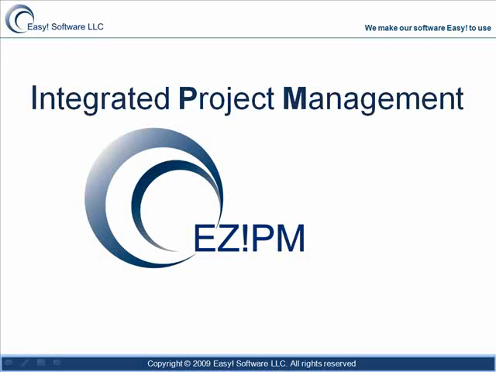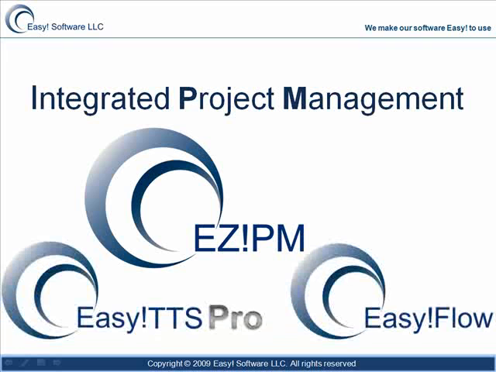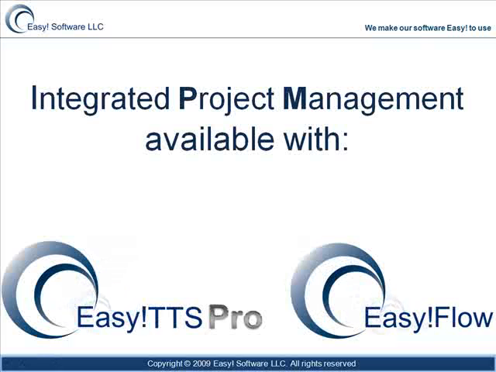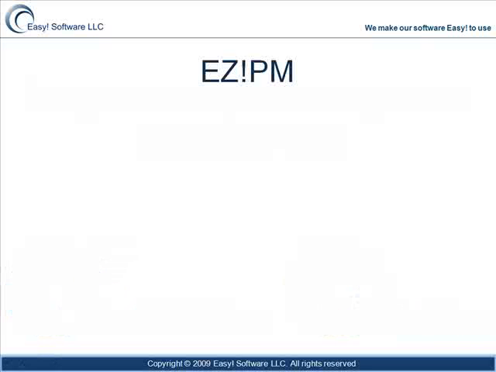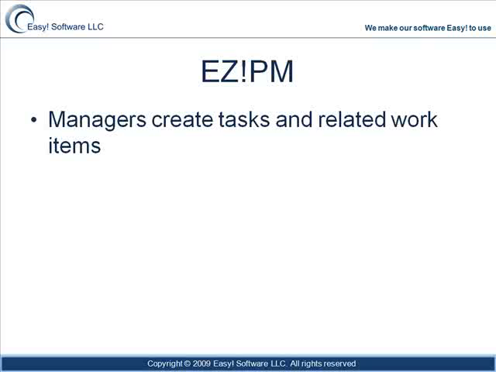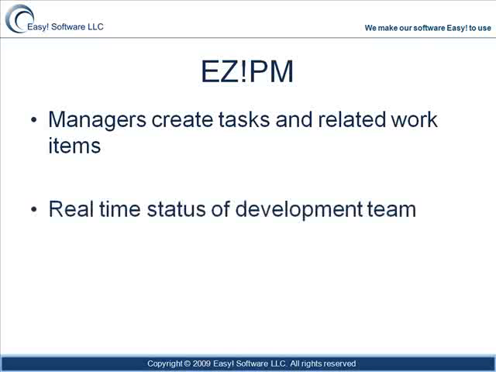EasyPM is a functional module of EasyFlow and TTS Pro that provides integrated project management functionality. Through its interactive Gantt chart, managers are able to create tasks and associate a task with development work items. The Gantt chart and risk assessment tools provide real-time status of the progress of the development team. Unlike single-purpose project management tools, EasyPM is integrated into the development workflow.